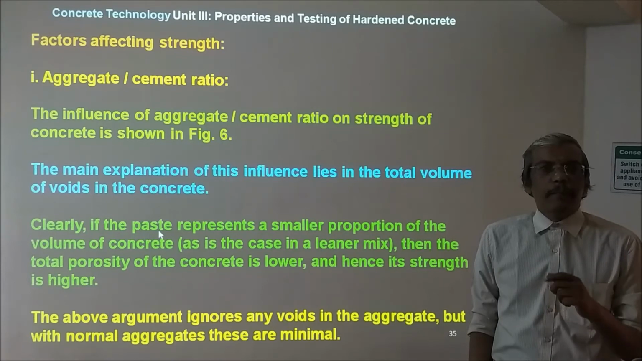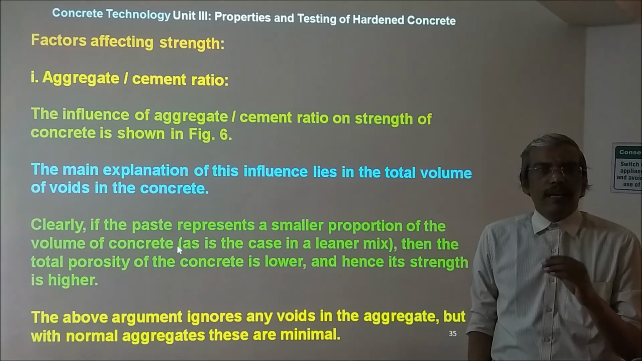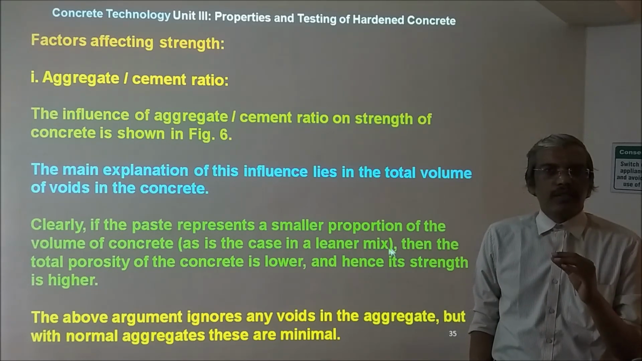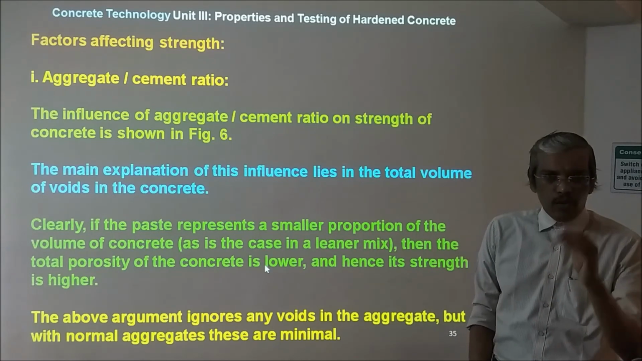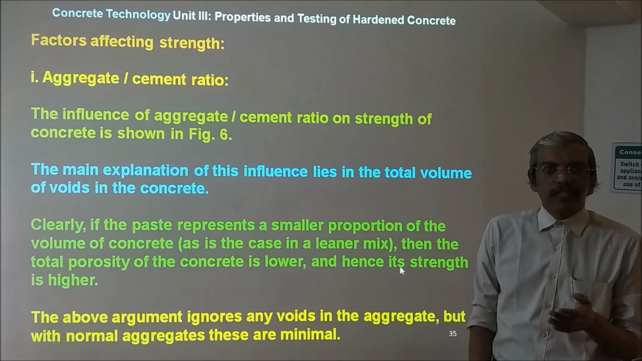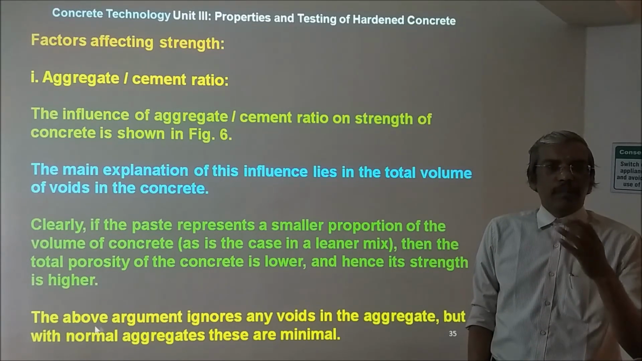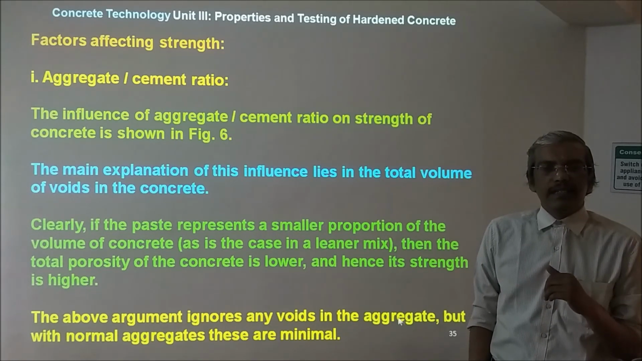Clearly, if the paste represents a smaller proportion of the volume of concrete, as is the case in a lean mix, then the total porosity of the concrete is lower and hence its strength is higher. The above argument ignores any voids in the aggregate, but with normal aggregates these are minimal.